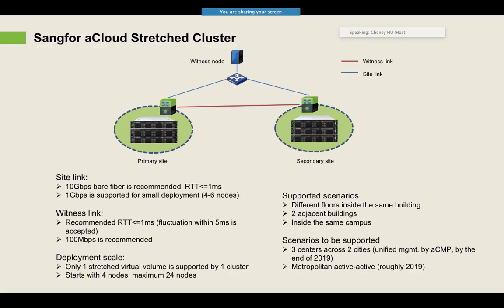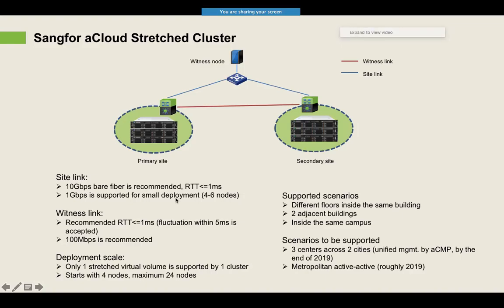So you can see the network bandwidth requirement for stretched cluster, no matter whether it is the 2 production sites or the witness site, is quite high. It's quite stringent. We've got to have a dark fiber connection, and the latency should be restricted to a minimum of 1 millisecond as best practice. And for the deployment scale, like I said, we can start with 4 nodes. That means 2 nodes at each side. And also, we can scale out to 24 nodes, 12 nodes at each side.